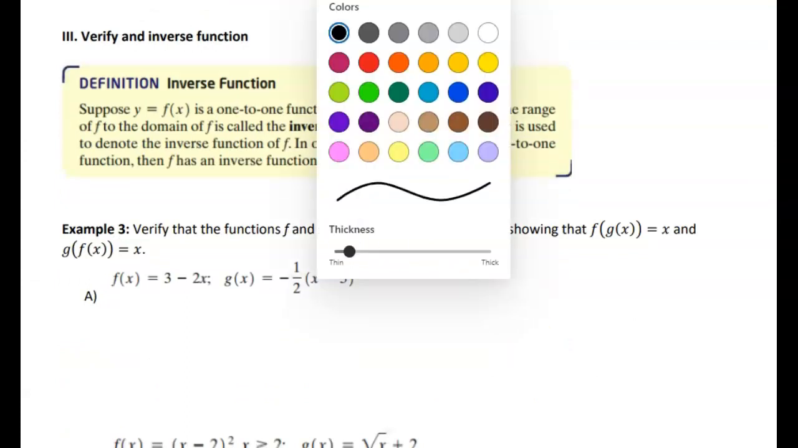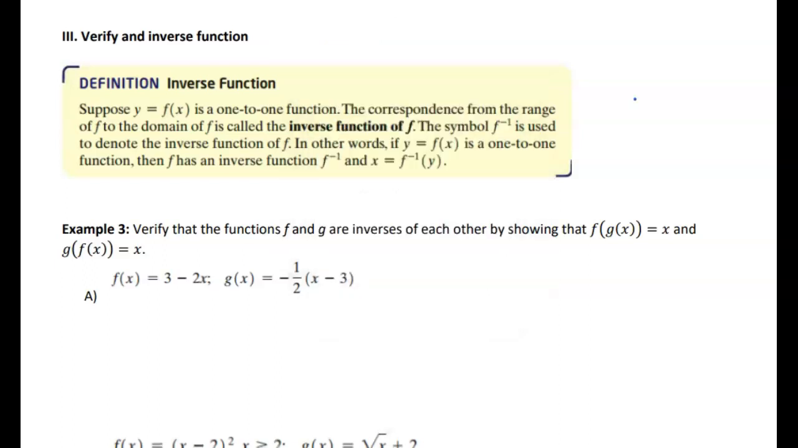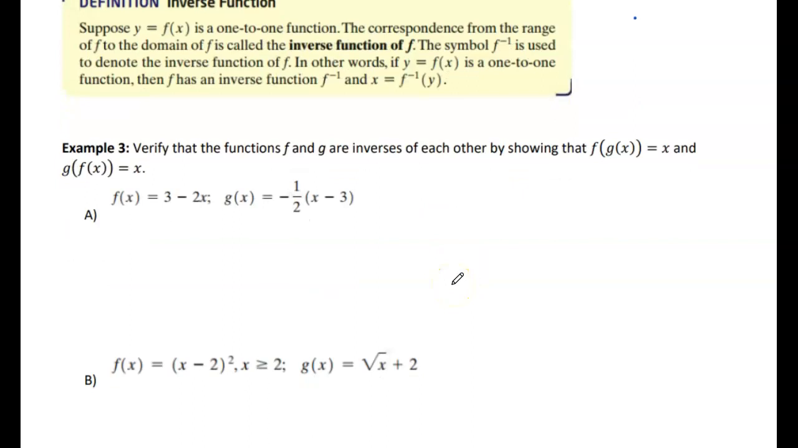All right, so here's a definition of the inverse. Basically, it's what we were talking about before. So you need to start with a one-to-one function, then the correspondence from the range of f to the domain of f is called the inverse function of f, with symbols f to the -1. Basically, you get the inverse by switching the x and y values. All right, so what an inverse does to a function is to reverse the effect. Okay, so basically the inverse f to the -1 reverses f.